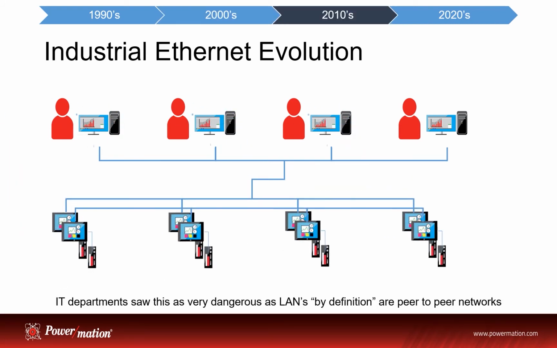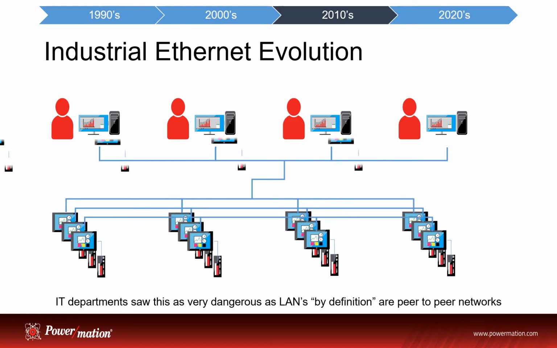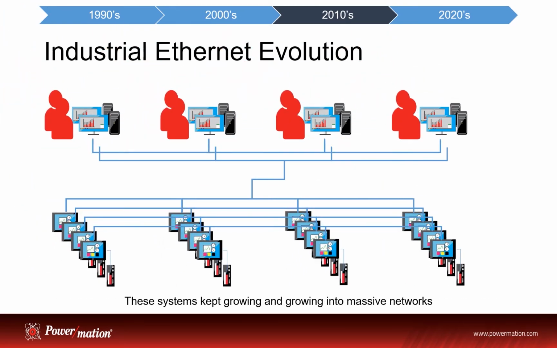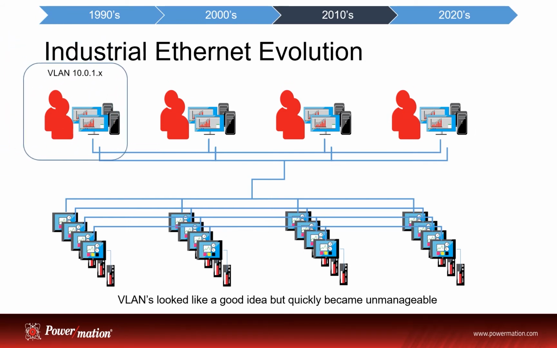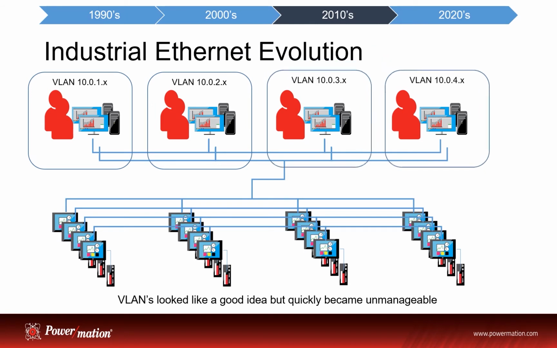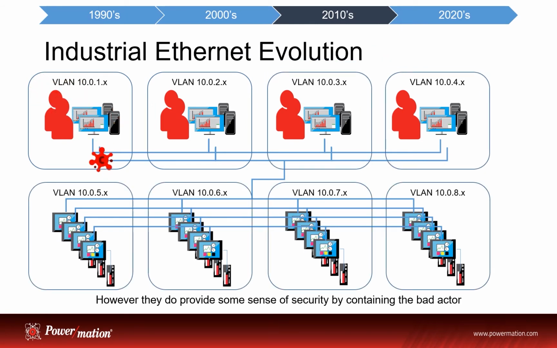IT departments saw this as very dangerous, as LANs, by definition, are peer-to-peer networks. These systems kept growing and growing into massive networks, and one bad actor would be unrestrained from attacking all systems. Virtual local area networks look like a good idea, but quickly became unmanageable. However, they do provide some sense of security by containing the bad actor.